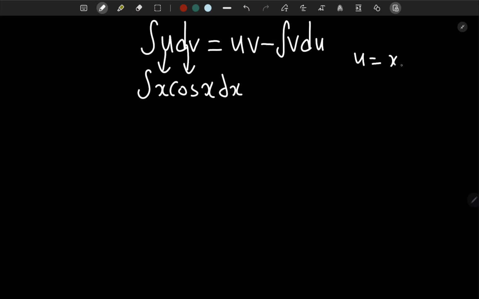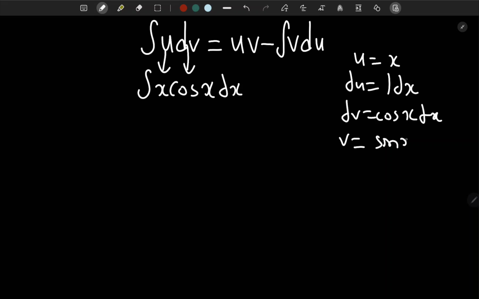U is x, du will be deriving x, which is just 1 dx. So the two unknowns that you also need to find after identifying u and dv are du and v here, since we have dv in the question. So now we know that dv is cosine x dx. So if we integrate both sides, we will get v is equal to the integration of cosine x, which is sine x, and now we have all the unknowns.